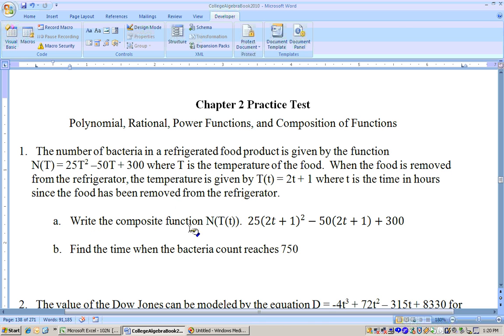So it says to write a composite function N of capital T of little t. To do this, we substitute the 2t plus 1 in for the capital T. So that would be 25 times parentheses 2t plus 1, that gets squared, minus 50 times the 2t plus 1 plus 300. Now to simplify this, you could either FOIL this together by hand and simplify it, or you could go to the poly sheet.